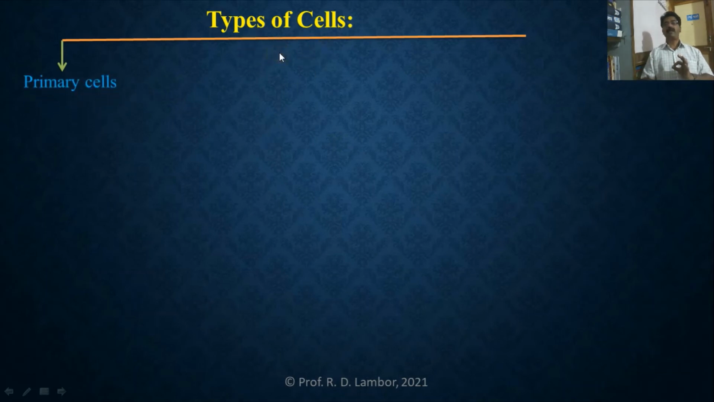Second type of cells are called the secondary cells. And the third type of cells are called the fuel cells. So these are the three main types of cells. Let us learn each cell one by one. First of all, we will discuss the primary cells.